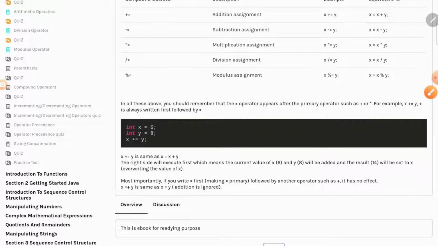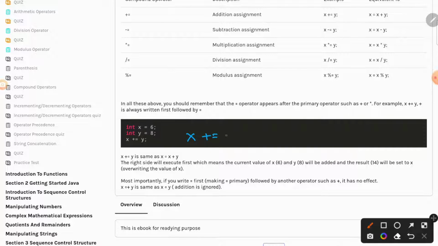I guess that's all in this class. Again, you can see one example here where I had said x equal to 6, y equal to 8, and I can say x plus equal to y. This is the same as saying x equal to x plus y. So you can write like this, or you can write like this. You can play with different types of compound operators in the code and check the results for yourself.